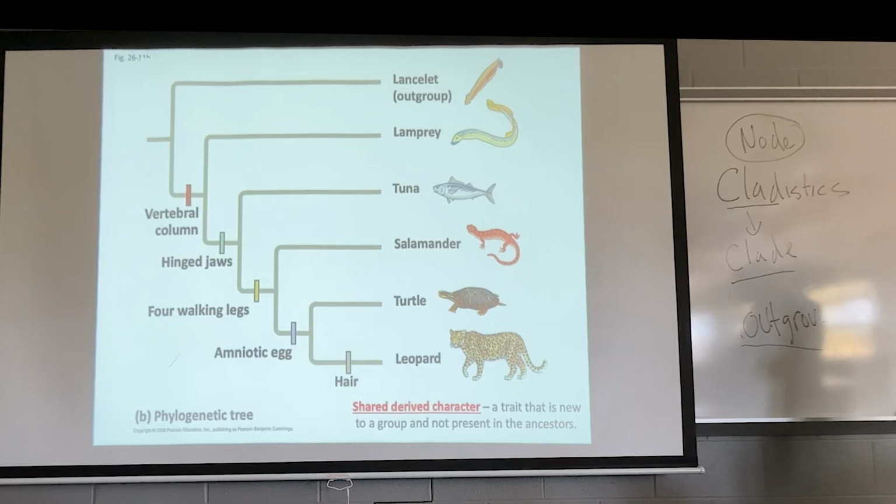So here's what it would look like. So here are vertebrates. So notice our tree is rooted with the lancelet. Here's our outgroup. Notice that when you have this common ancestor here, there's a trait right here that is going to separate this bigger group, all the other taxa, from the lancelet. That's the vertebral column. That's the synapomorphy that separates vertebrates from other chordates.